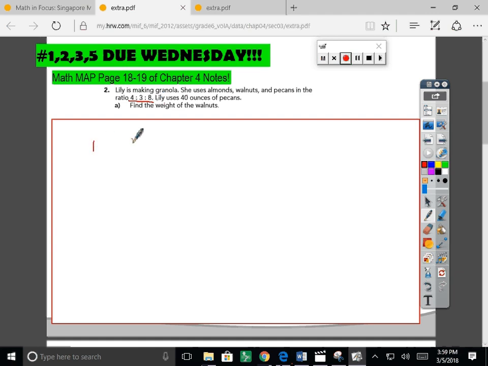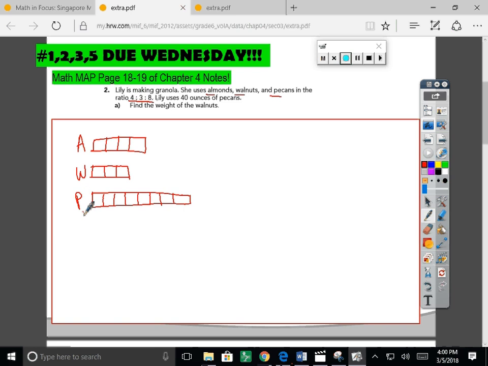So let's go ahead and draw that out. As soon as I hear a ratio problem, I like to think of it visually. Helps me break it into pieces or steps. So 4 to 3 to 8. Now we have to make sure that we do some good labeling here so that we can answer our question correctly. So what does the 4 belong to? The first ingredient was almonds. What does the 3 belong to? The next ingredient in the granola was walnuts. The last ingredient is pecans, so we'll label it.